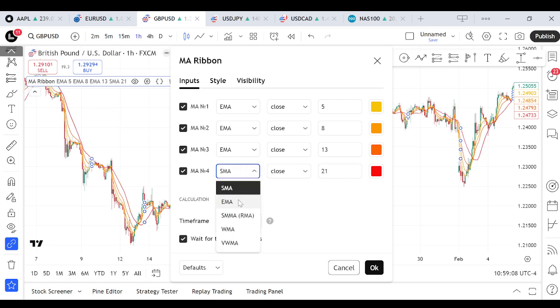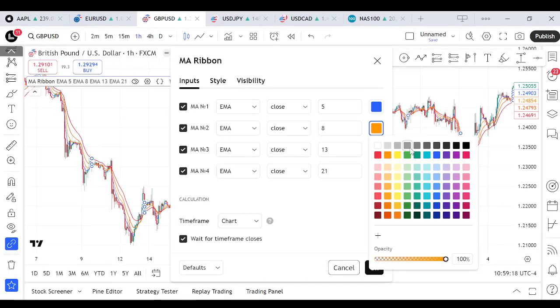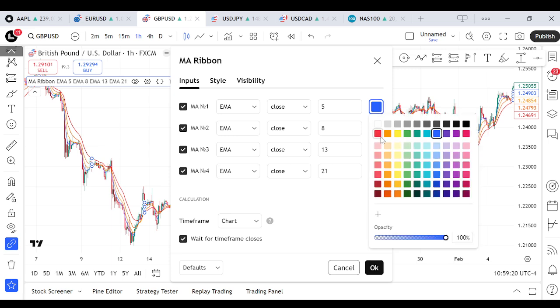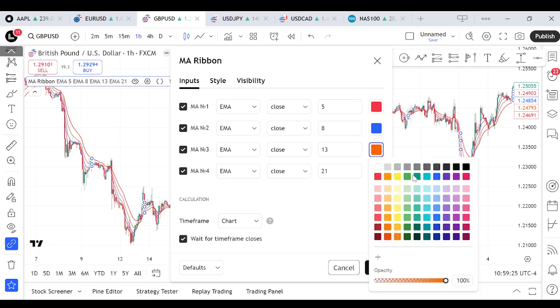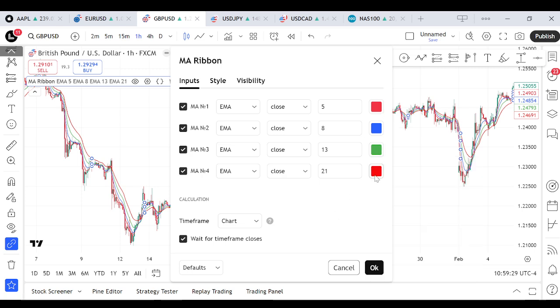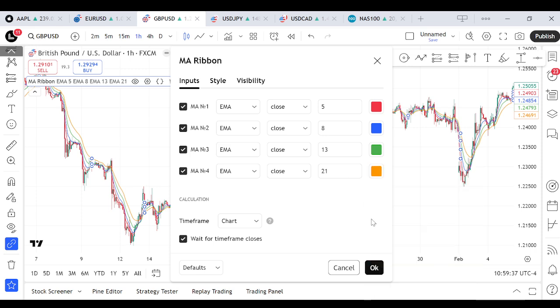So I'm just gonna change this to EMA also. Now I'm gonna change their colors also. This should be blue, this should be red. Okay, I'll use red here, blue here, green here. All right, and maybe I'll use yellow or orange. All right, there we have it. These are the Fibonacci EMAs which we'll be using.